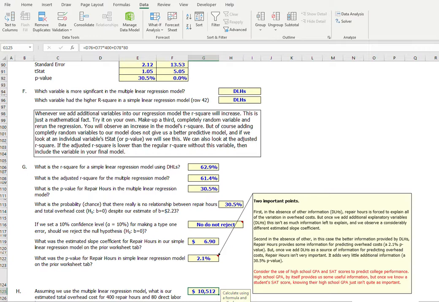In our next video, we're going to take a look at something called multicollinearity and things that we need to keep an eye out for when we're using multiple linear regression.